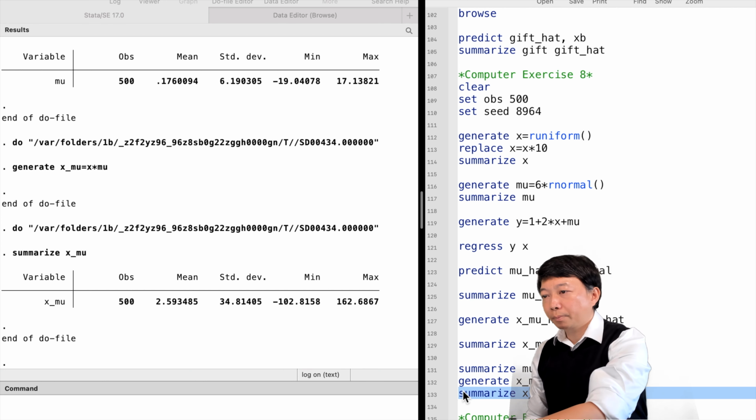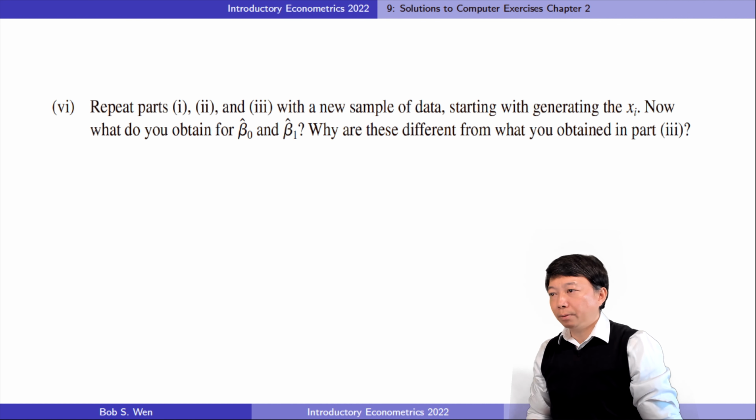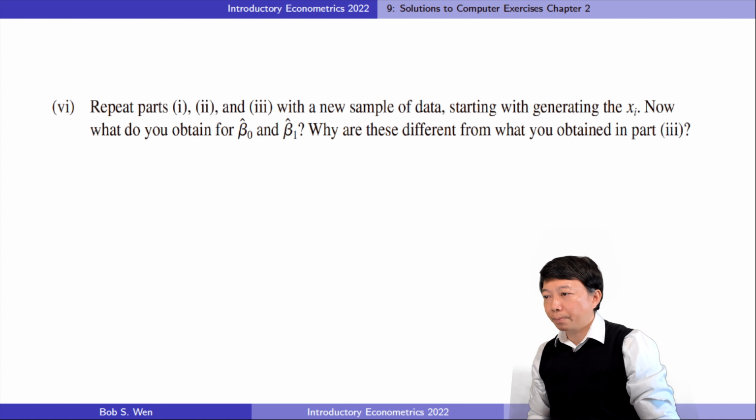For the sixth question, we can use another seed, say 1, 2, 3, 4, 5, to generate a new sample of data. The primary conclusion will not change. If we set a much higher observation number, say 5,000, we will have a much closer estimate for the intercept and slope parameters, as I have shown you in question 3.